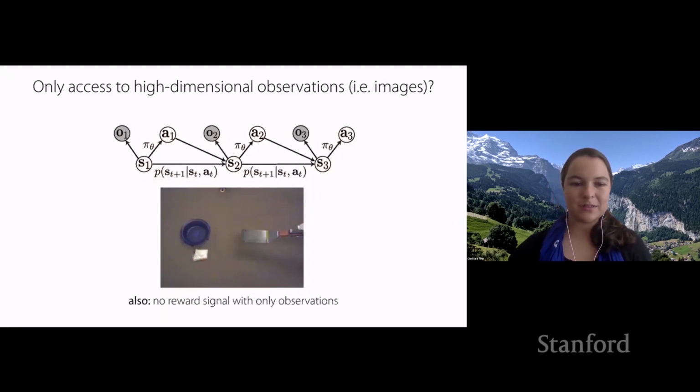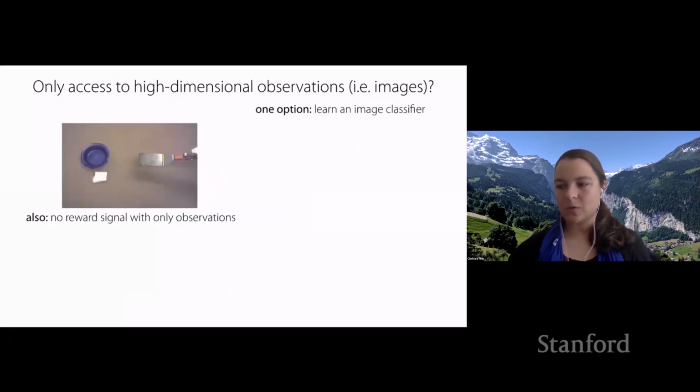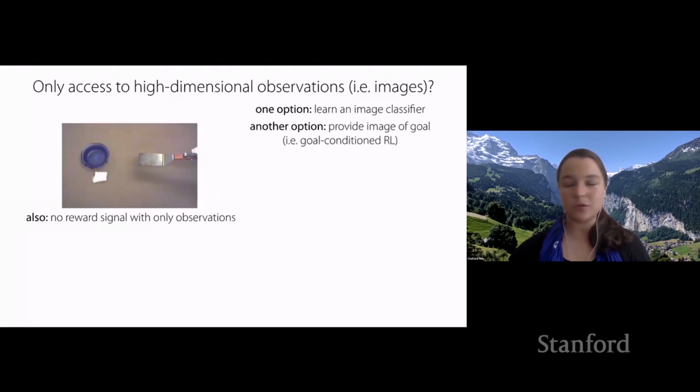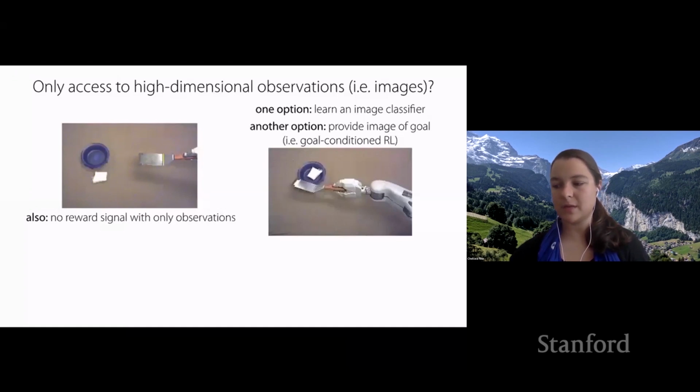Also, when you have images, you don't necessarily have a direct reward signal. You can train a classifier, but you don't know the formula for the reward function. So as I mentioned, you can learn an image classifier to get the reward function. Another thing that you could do is provide an image of the goal. So you could provide an image that looks like this and try to reach that image. These are the options that we can use for specifying the reward.